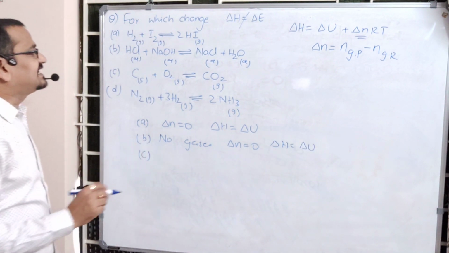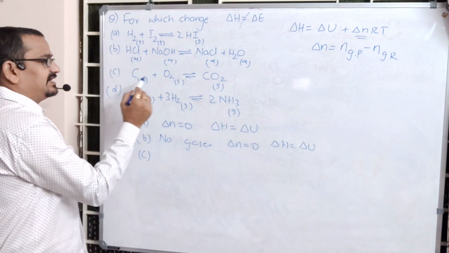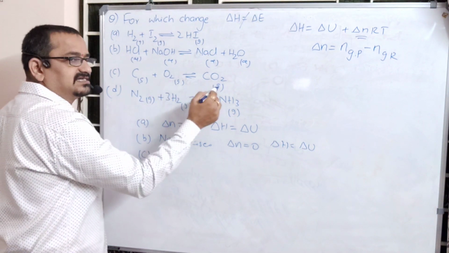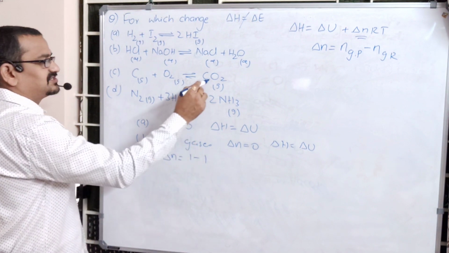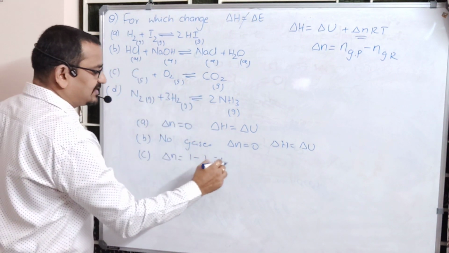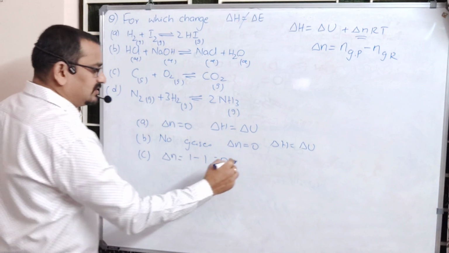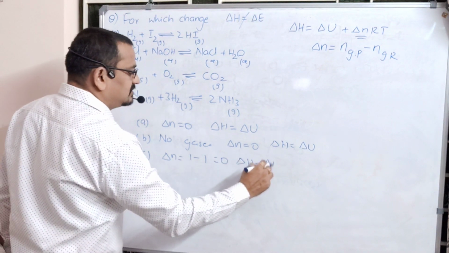And in option C, we have one solid, and this is a gaseous reactant and this is a gaseous product. In option C, delta n is 1 minus 1, gaseous product minus gaseous reactant, it is 0. Delta n is 0, then delta H is equal to delta E.